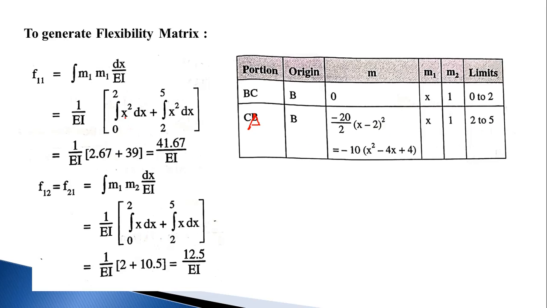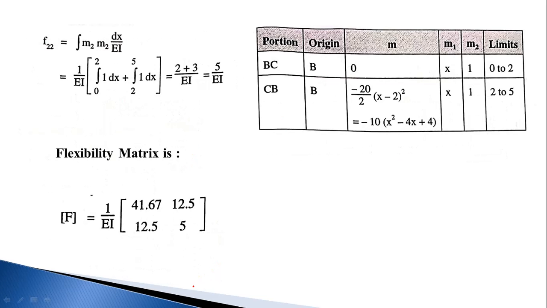So integration of 0 to 2 x² dx plus integration of 2 to 5 x² dx. By solving this equation, we get the F11 value as 41.67 upon EI. Then next, F12 and F21 are both the same, equal to the integration of M1 into M2 dx upon EI. First M1 is x, M2 is 1 for the BC portion, and the limits are 0 to 2. So 1 into x becomes x dx, limits 0 to 2, plus for the CA portion, once again M1 is x, M2 is 1, but the limits are 2 to 5. Solving this equation, we get the F12 and F21 value as 12.5 upon EI.